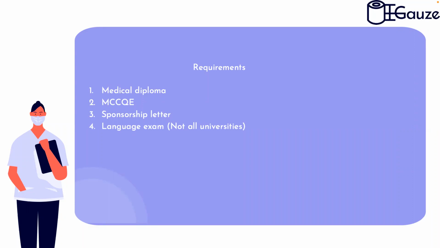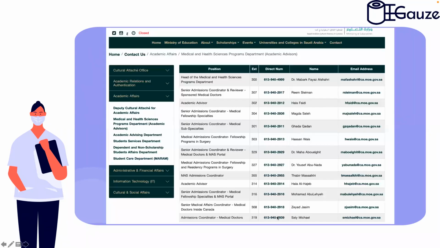Before going into the requirements, usually the process, as far as I remember, the deadline is in May of every year. So try to plan ahead of time. Almost one year ahead of time would be great, so you can have all your paperwork ready by then.